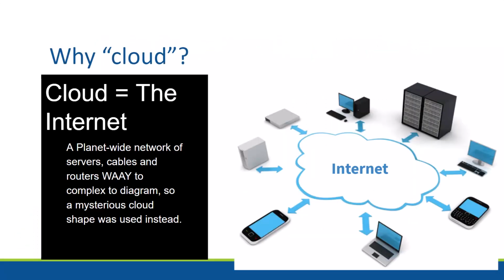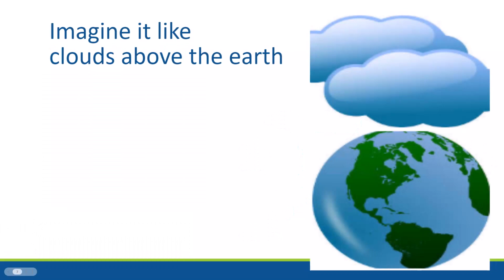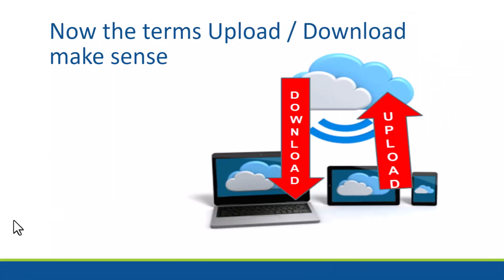First off, I think it's interesting why we call it the cloud. It's an internet. That's all cloud is, another word for the internet. But people who have to diagram networks just cannot draw the entire internet, so they just use a cloud, and that's why we call it cloud. But if you imagine it like clouds above the earth, then the terms upload and download make more sense. I like that. So think of it as the cloud up above the earth.